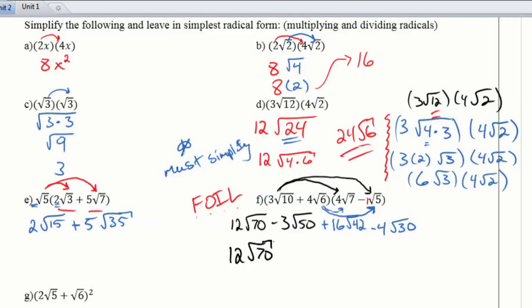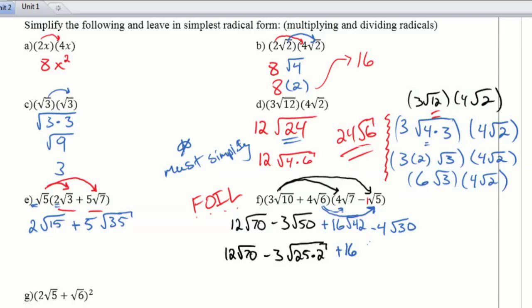How about 50? Is there anything I can simplify the 50 down to? 50 I know is going to be 25 times 2. So I'm going to simplify that here in this next step.